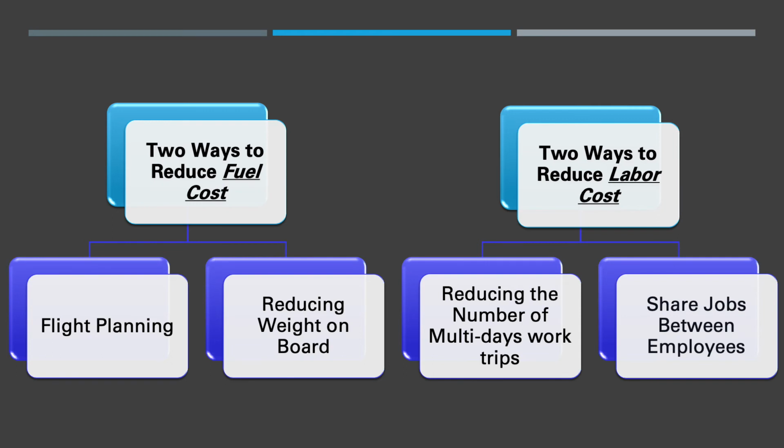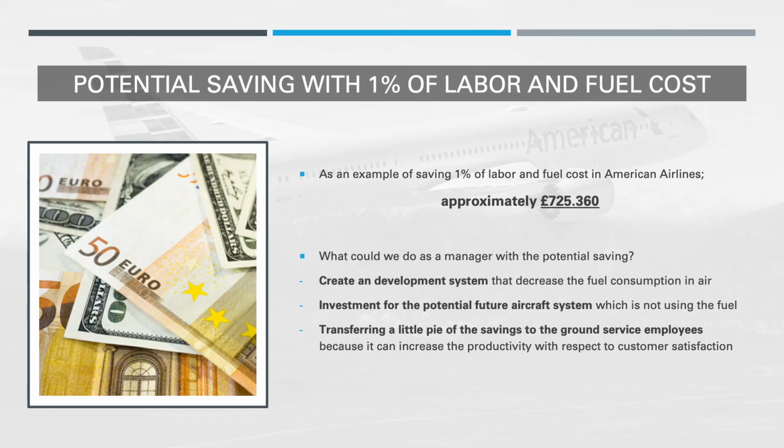The first way to reduce labor cost is reducing the number of multi-day work trips by lowering the expense of overnight stays. On the other hand, companies can share jobs between employees. Office jobs are especially suited for sharing duties. Replacing full-time employees with part-time workers can reduce your administrative costs. This also will lead companies to reduce labor costs.